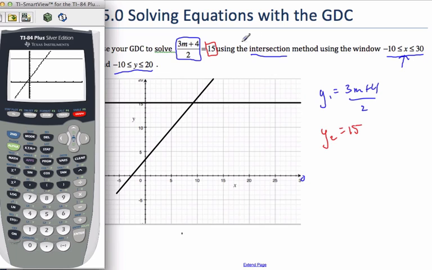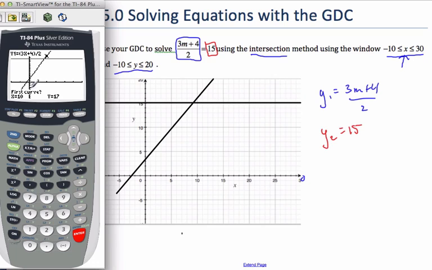Now, to find the intersection, it's hard to read it off here. My calculator is wonderful at this. And here's the key. I go second trace. This is probably the most used menu of all the menus. If I go to number 5, which is intersect. Okay, so we're going to find where the two graphs intersect each other.